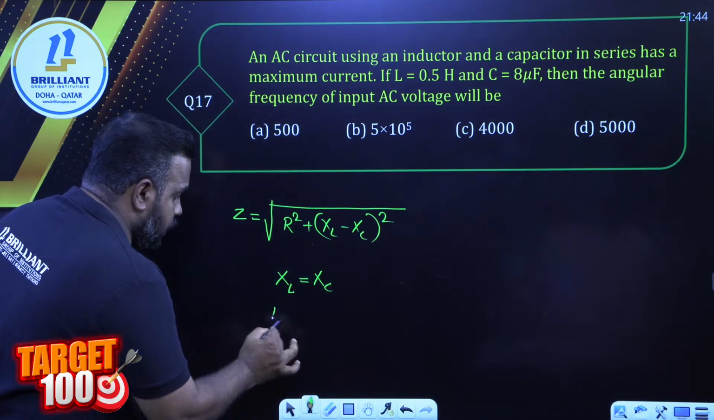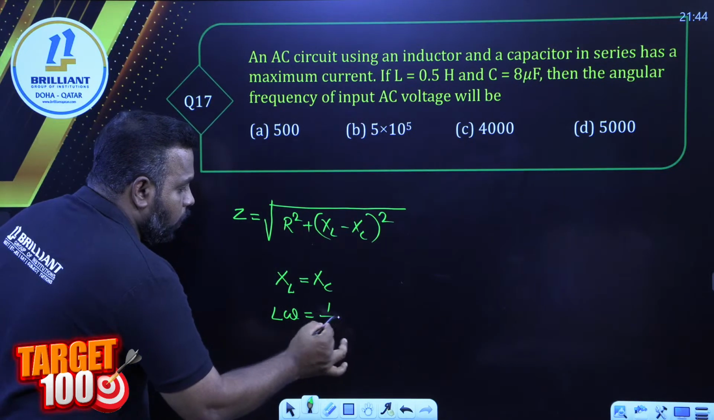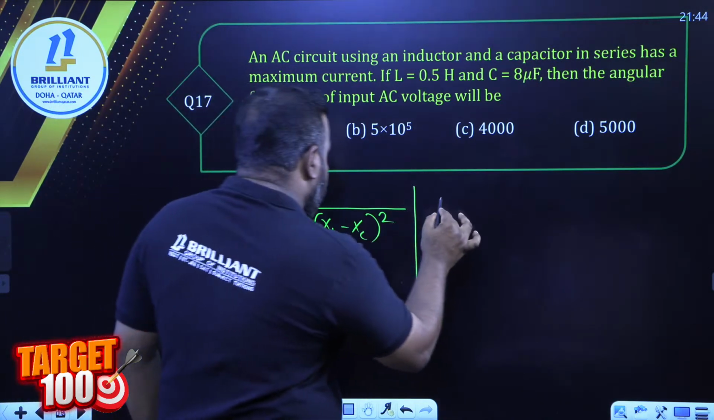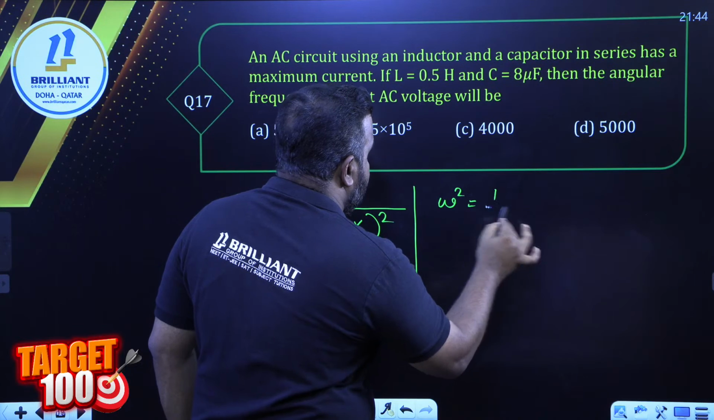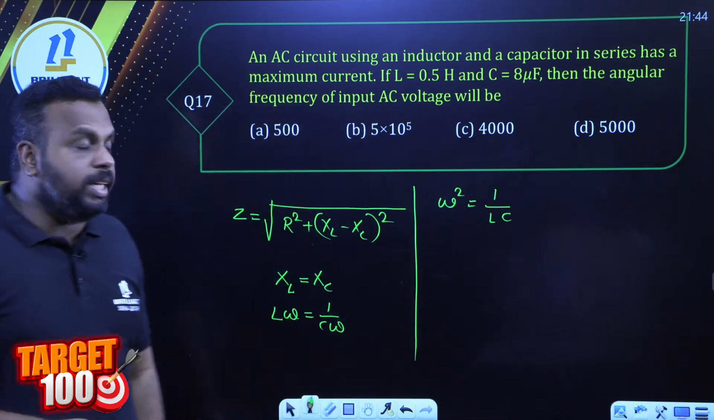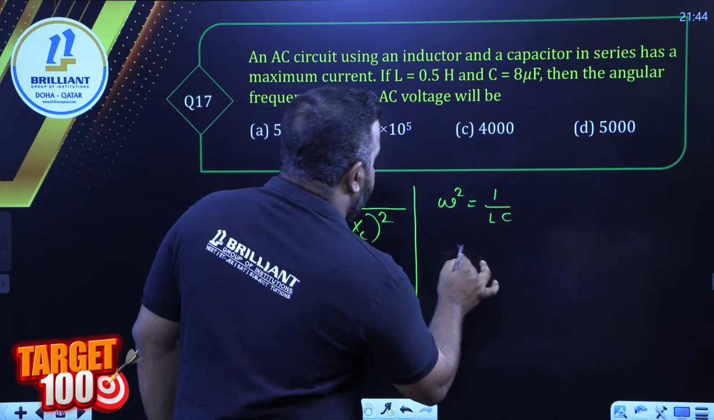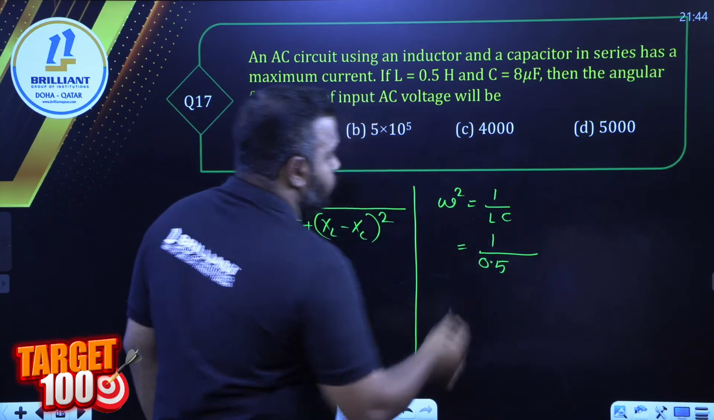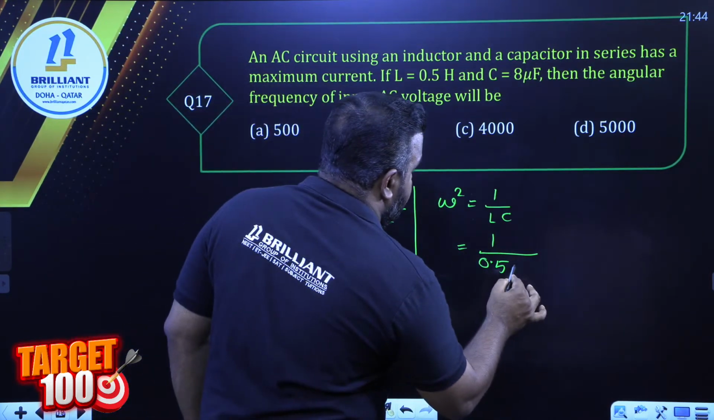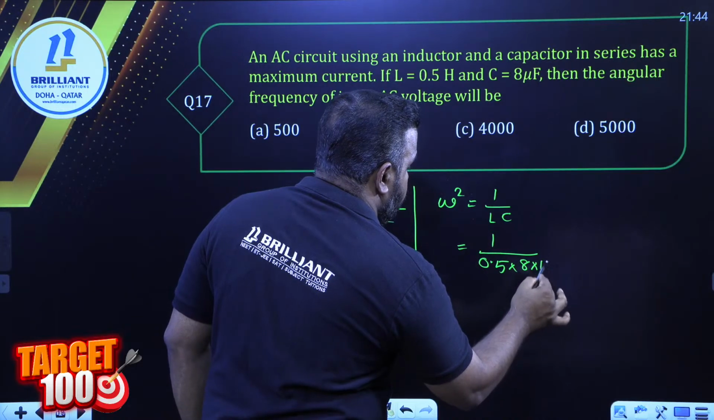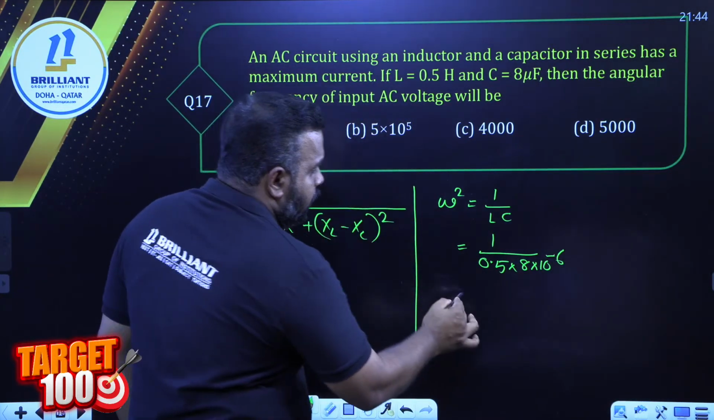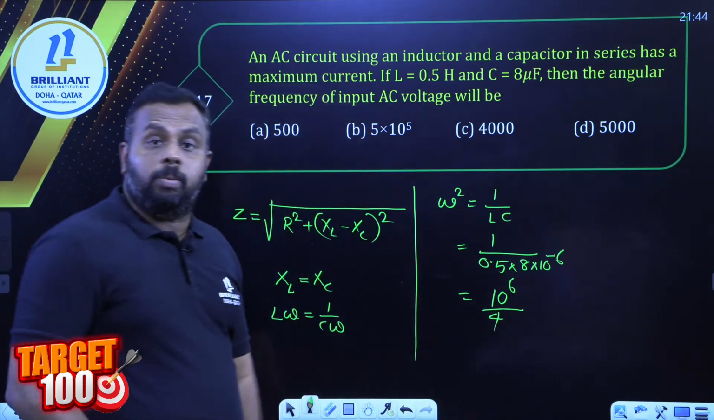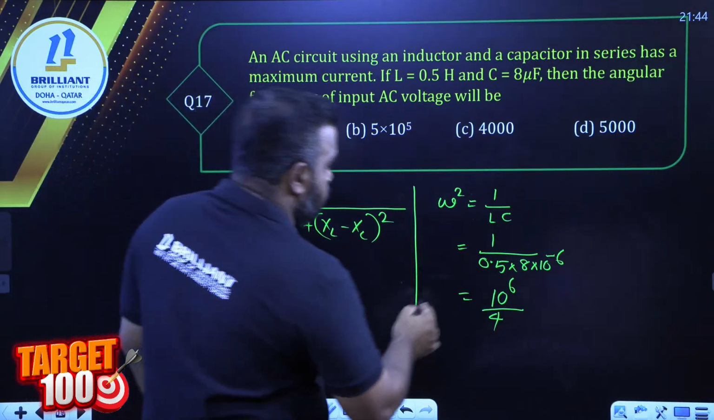XL is equal to XC means XL is what? L omega. XC is 1 by C omega. Okay. So omega square is equal to 1 by LC. From this we have to find the value of omega. So substitute 1 by, what is L? L is 0.5. And C is 8 microfarad. So it is 8 into 10 to the power minus 6. So what we get? That minus 6 will go up. We get 10 raised to 6. 8 into 0.5 is 4. This is omega square.